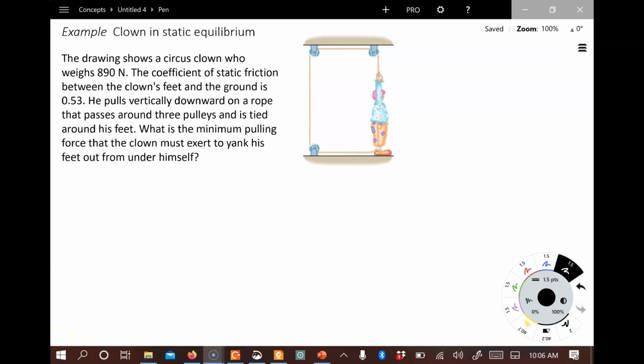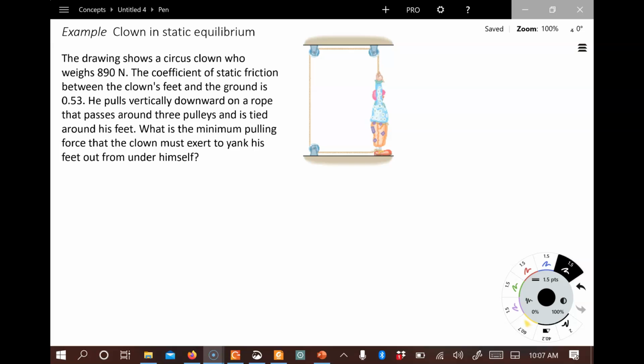Hi, here's a problem where we have an object that is in static equilibrium. And again, we're going to apply Newton's second law to solve this one. So pause for a moment, read the question. Okay, so we notice that we are asked about a clown that is yanking on a rope. And what's the minimum pulling force that clown must exert to yank his feet out from under himself?